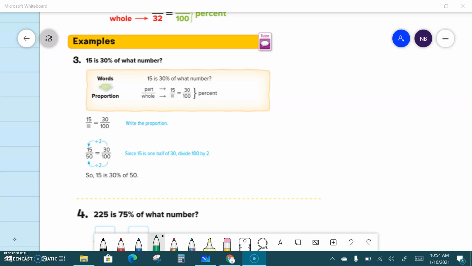All right, so we're going to be seeing questions that are asking you to find 15 is 30% of what number, okay? We're not sure what the number is, so we're going to have to use what we know here. And we know that 15 is the part. Okay, so 15 is your part, and of course, 30% is the percent, okay? So what we need to do is set up your proportion.